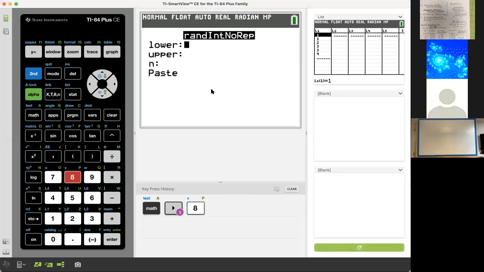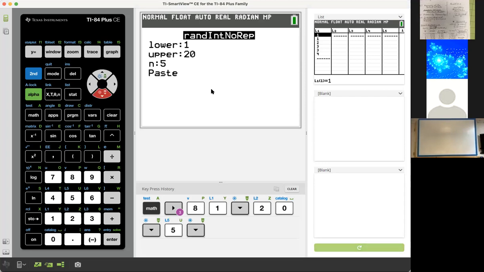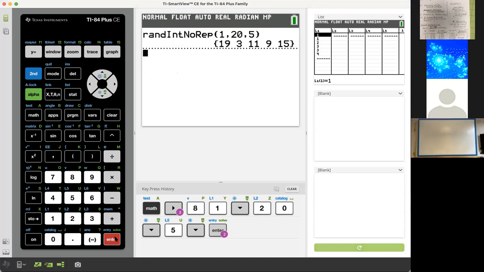The calculator asks you, you're going to choose numbers from what to what? You say from 1 to 20. How many numbers do you want to pick? The calculator says. You say 5. And now the calculator is going to pick 5 of your friends at random. If I hit the enter button right now. Okay, the calculator says let's do 19, 3, 11, 9, and 15. I'm going to write these down on my paper so I can move to the other screen. I'm going to choose friend 19, friend 3, friend 11, friend 9, and friend 15.